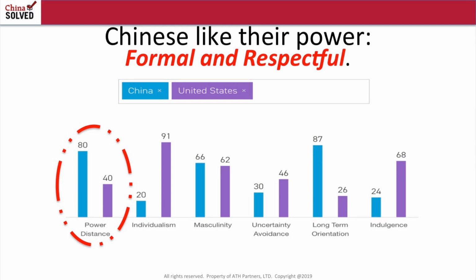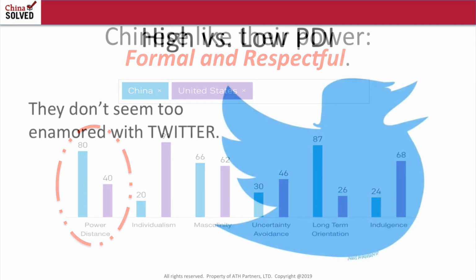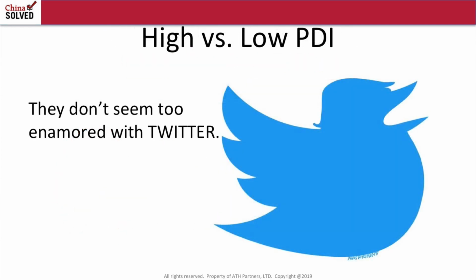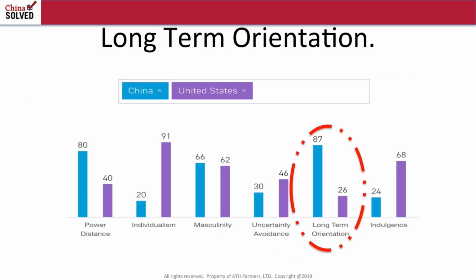High power distance means that society thinks it's okay for power and wealth to be distributed unequally, but they expect their leaders to behave a certain way. So they're not so big on the tweeting and the name calling. And finally, let's look at long-term orientation, which is another big difference. This does not mean patience. That's the next one, indulgence, which we'll look at next time or another time.